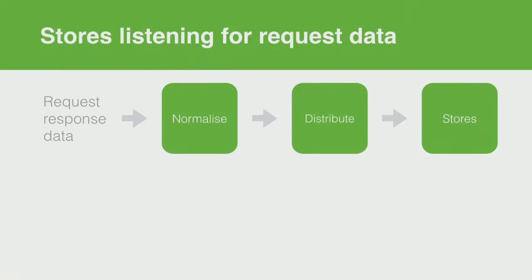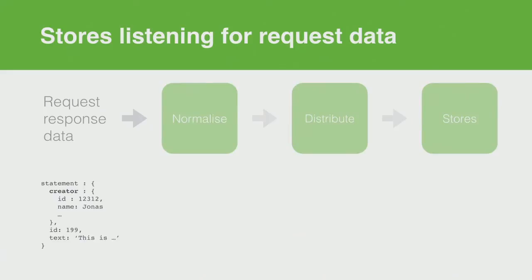And it's about how we populate our stores with data, which is something I didn't say anything about yet. So basically, our stores listen for request data, and we populate them automatically. And it happens this way. In the first step, our data comes back from our API, something like this.